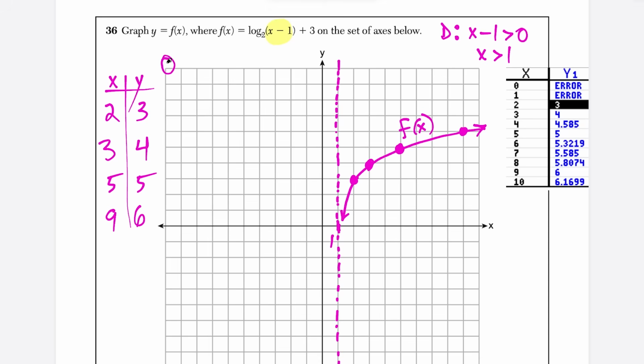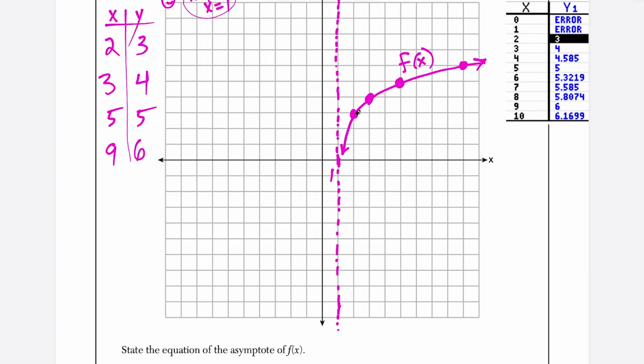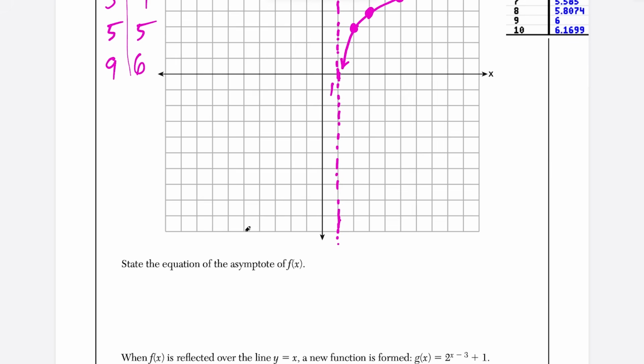The math that I do in my head is I basically set the inside, the linear part on the inside, equal to 0, and that tells us the equation of the vertical asymptote. So the equation of the vertical asymptote for f of x is going to be x equals 1.